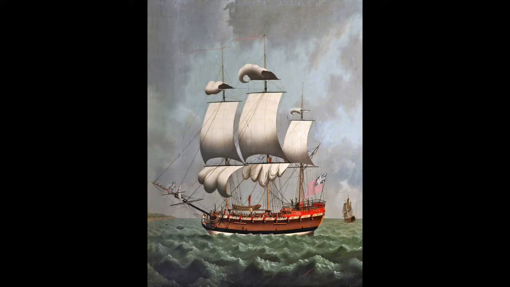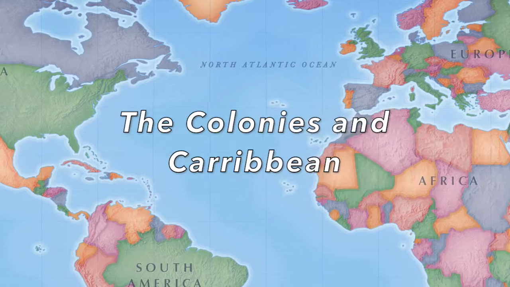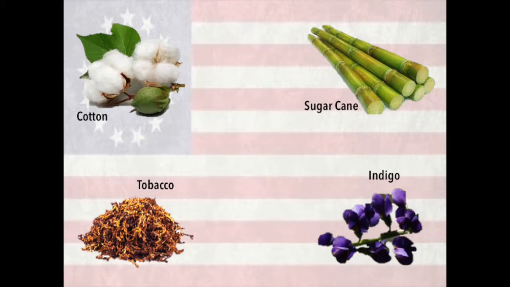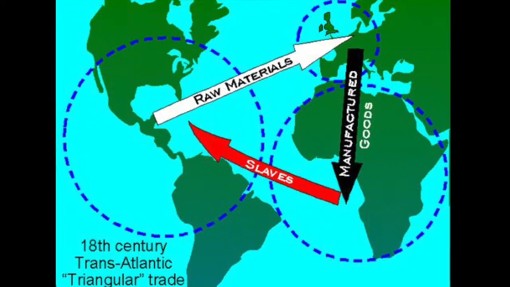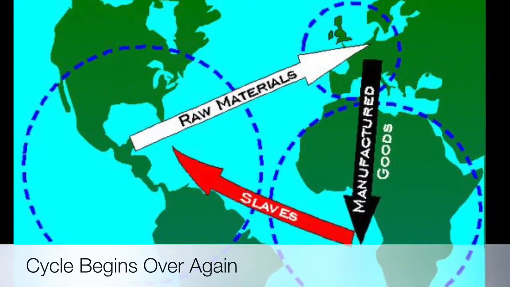Finally, the Americas shipped various cash crops back to England. The Americas consisted of the 13 colonies and the Caribbean. They produced important crops like cotton, sugar, tobacco, and indigo. Once those goods were received, England produced a new batch of exports, and the cycle began again.